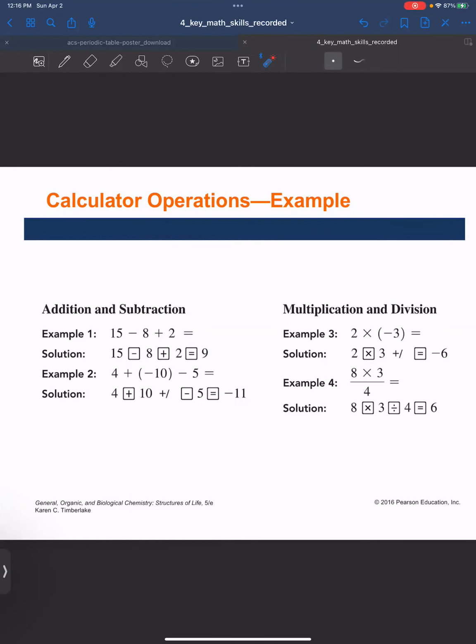I encourage you, if you have access to your calculator, to practice doing these problems to see if you get the correct answer. So for example, if you did 15 minus 8 plus 2 on your calculator, you should get 9. 5 plus a -10 minus 5 is -11. And then you could also try doing the multiplication and division to see if you're getting the correct answers.